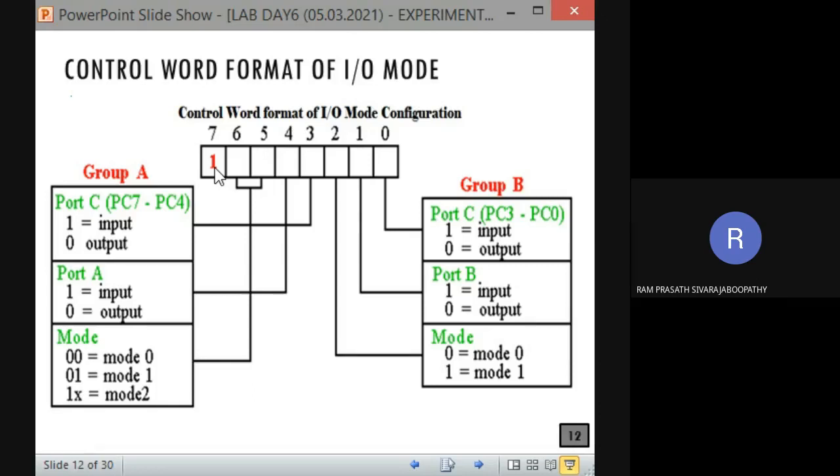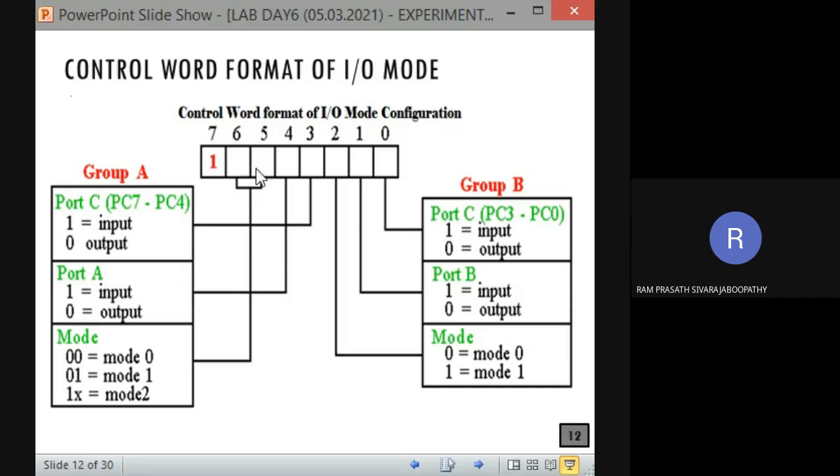Fine. So this control word format will be given to you. When you do the 8255 experiments in the lab, we will give you this control word format and ask you to configure the port using this control word. For example, listen carefully: the MSB bit must be 1 for IO mode configuration. No doubt in that. Then look at the purpose of the 6th and 5th bits. What is the purpose of the 6th and 5th bits? On seeing this diagram you can say what mode port A can be configured in: mode 0, mode 1, mode 2. The mode of operation of port A can be defined by these 2 bits.